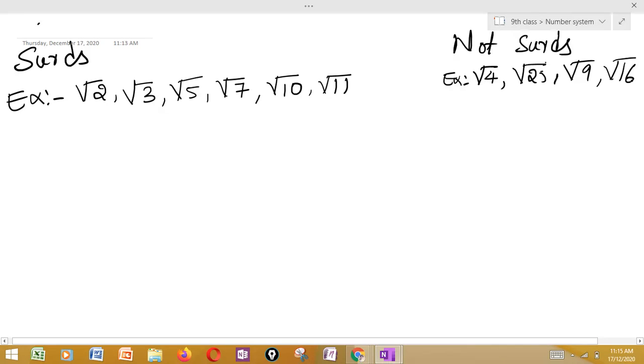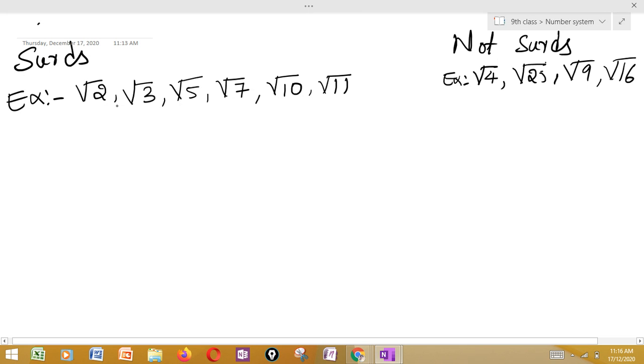Why? Because their results, that is, the value of root 4 is 2, the value of root 25 is 5, the value of root 9 is 3, and the value of root of 16 is 4. These are all rational numbers. Therefore, they are not called surds.